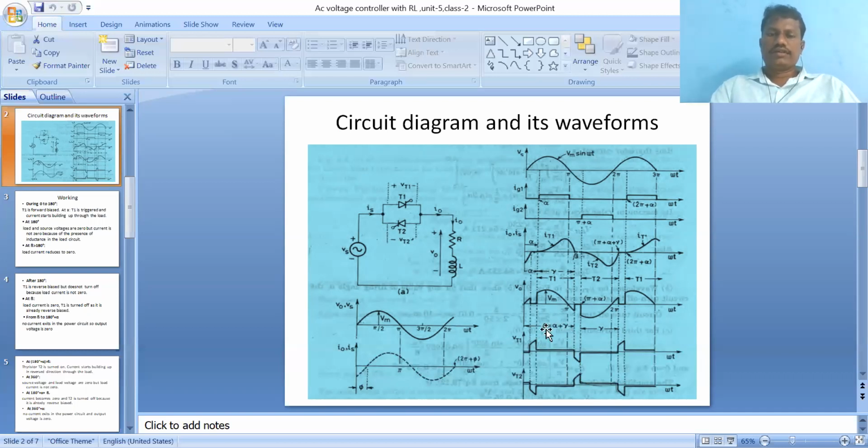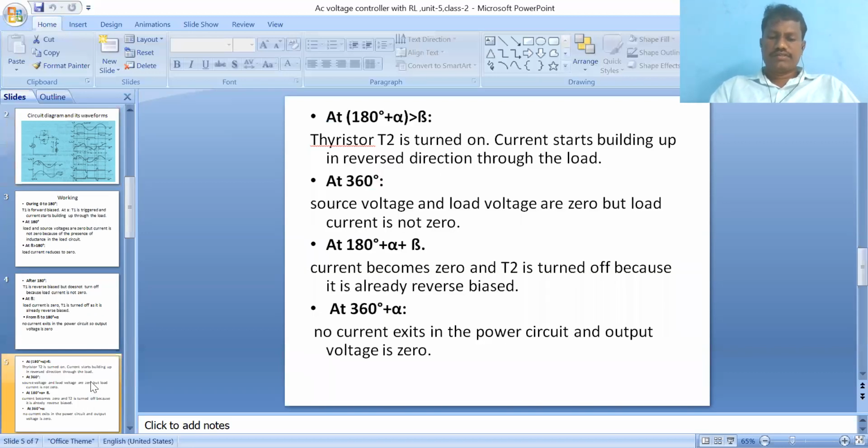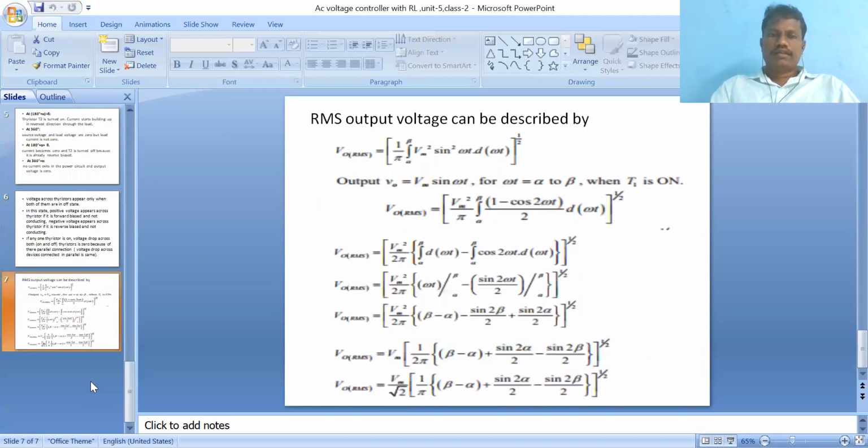So those are the symbols I have taken. Alpha is the firing pulse to the first thyristor; beta is the extinction angle, meaning the firing pulse to the second thyristor. We use different symbols only; the concept is the same. Like that we should calculate the firing pulses and RMS output voltage.